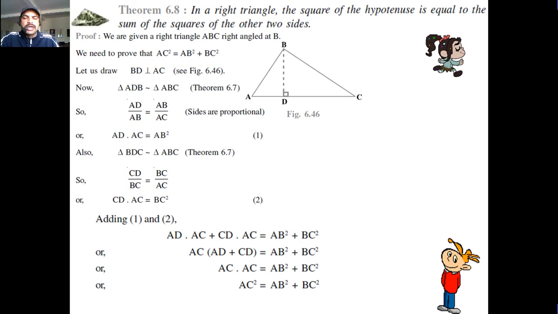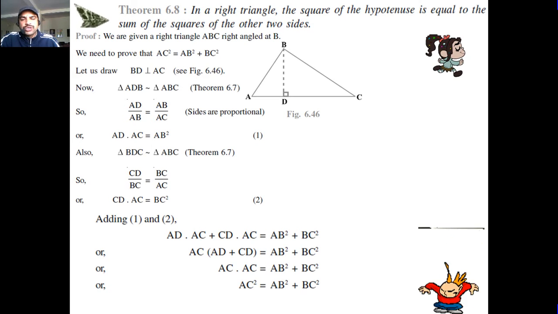Now triangle ADB is similar to triangle ABC. Theorem 6.7: AD upon AB is equal to AB upon AC, sides are proportional. AD into AC is equal to AB square. Equation number first. Triangle BDC is similar to triangle ABC, so CD upon BC is equal to BC upon AC. CD into AC is equal to BC square.